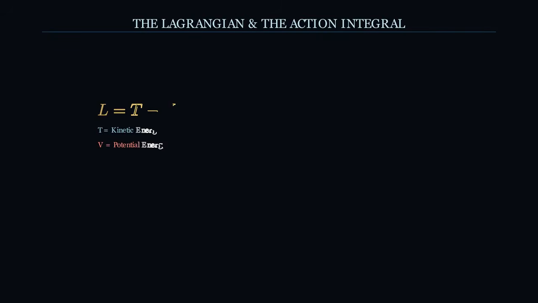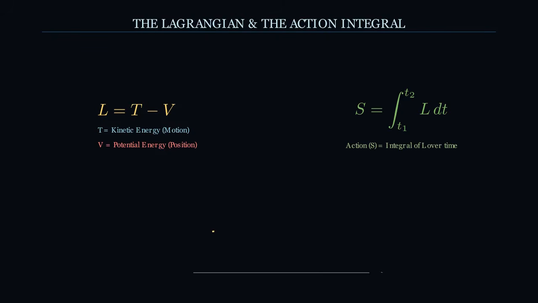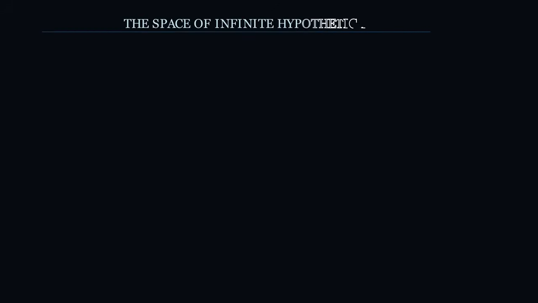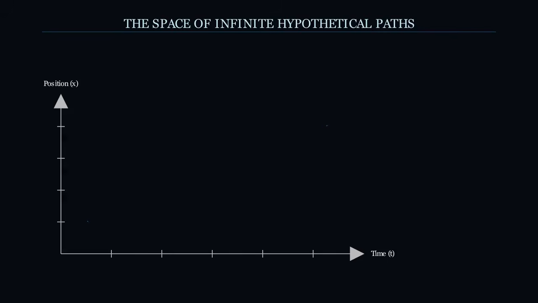To calculate this, we must look at the balance of energy at every single point along the object's trajectory, from start to finish. We define this balance using a function called the Lagrangian, represented as L = T - V, where T is the kinetic energy of motion and V is the potential energy of position. While total energy is T + V, the Lagrangian measures the difference between them. The action, denoted by S, is the integral of this Lagrangian over time. S = ∫ from t1 to t2 of L dt. Geometrically, if you plot the Lagrangian over time, the action is the exact area under that curve.